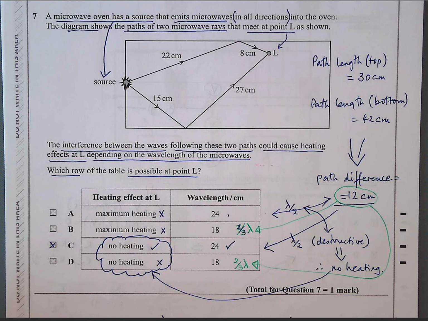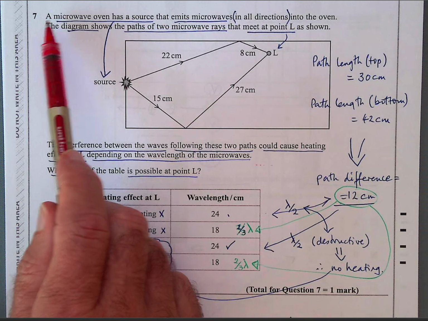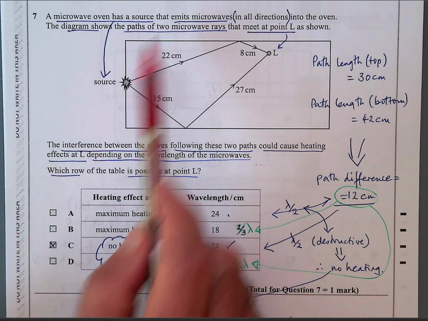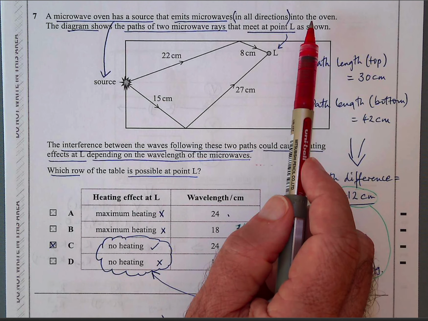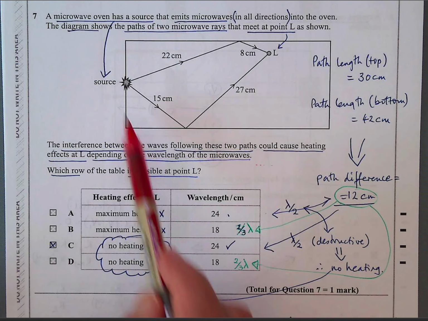So problem solving is the third stage of learning physics. So here we have a microwave oven, question 7. It has a source which emits microwaves in all directions into the oven. So this is the whole oven, the rectangle.